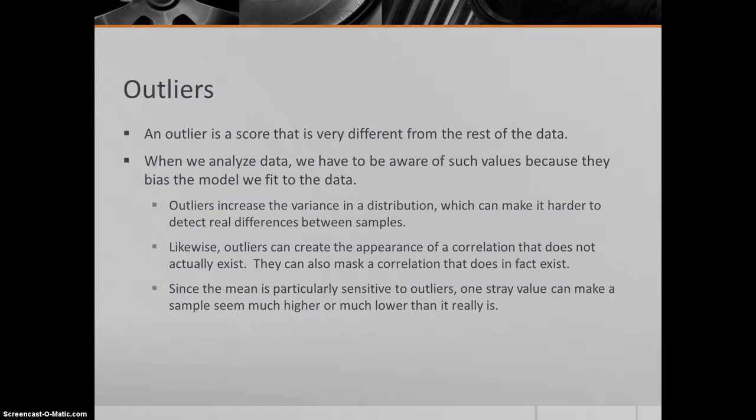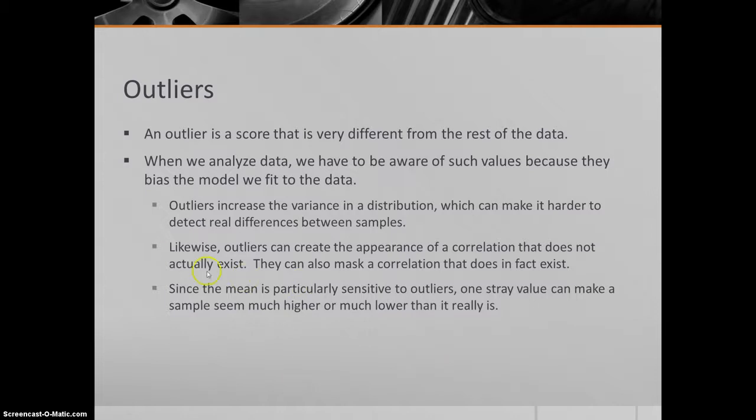Outliers increase the variance in a distribution. So we know about variability, right? It's your standard deviation. If you throw outliers in there, the standard deviation is going to go up. And what that means is it will be harder to detect real differences between samples. So when we get into t-tests and things down the road, you'll see what I mean by that. But basically, the more error, the more variation there is, the harder it is to detect differences.